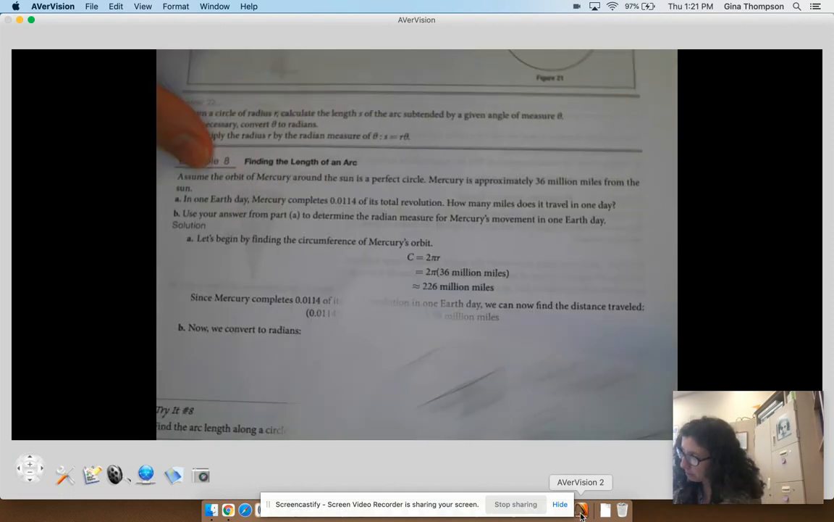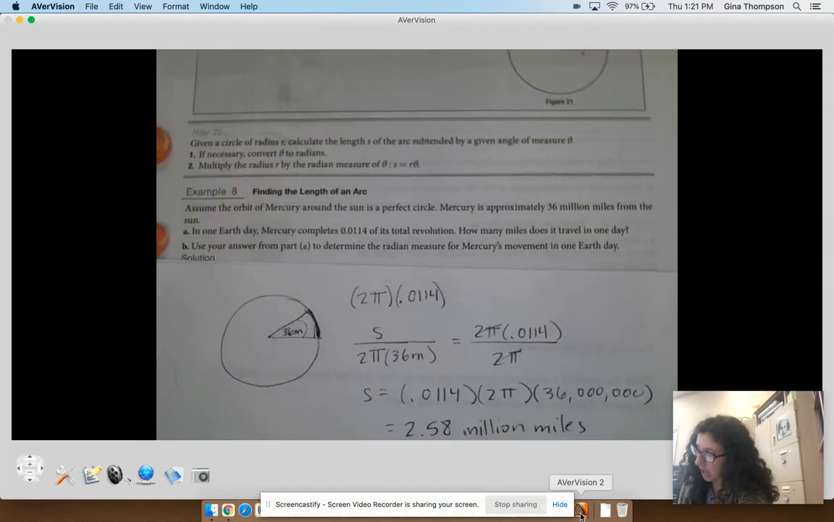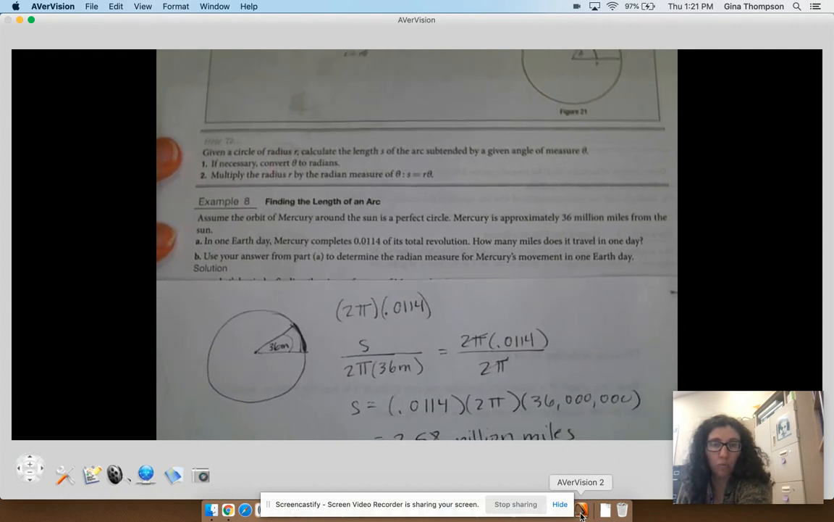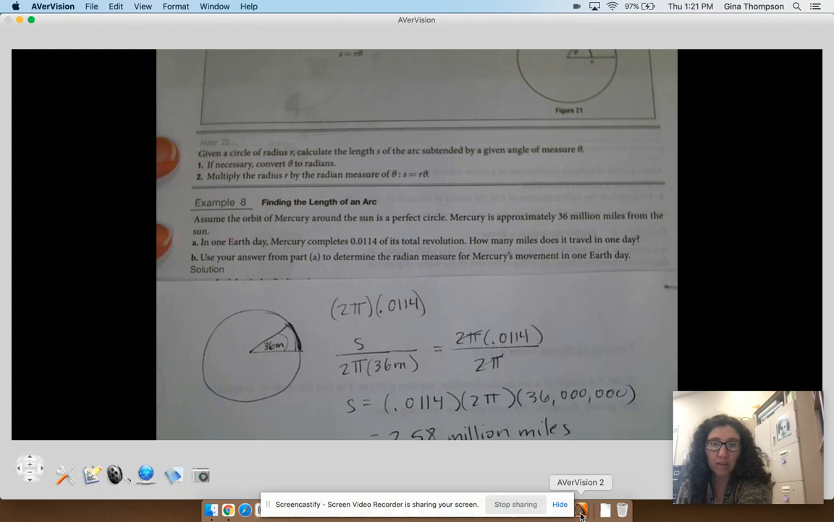All right, let's look at the second part. They say use your answer from part A to determine the radian measure for Mercury's movement in 1 Earth day.